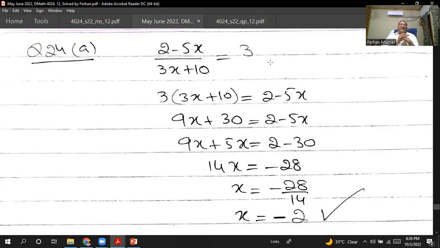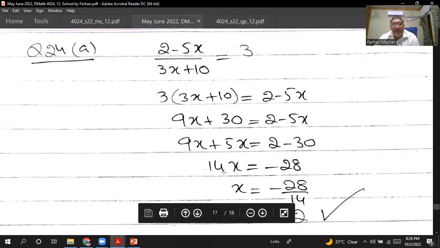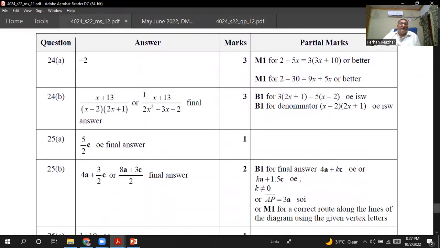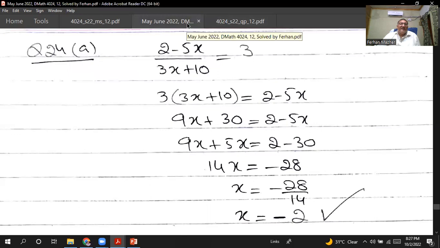2 minus 5x divided by 3x plus 10 equals 3. Cross multiply: 3 bracket 3x plus 10 bracket close equals 2 minus 5x. So you will have 9x plus 30 equals 2 minus 5x. So 9x plus 5x equals 2 minus 30. This will be 14x equals minus 28. So x equals minus 28 by 14, so x equals minus 2. For part 24a, x equals minus 2 is the right answer. So this is how you do question number 24a.